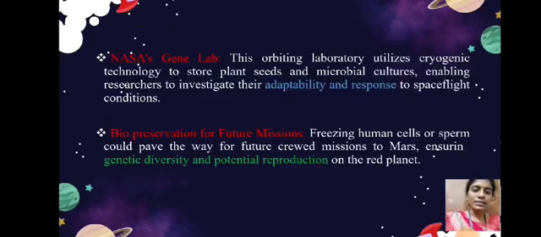Then the third is NASA's Genetic Lab, which is used to investigate the adaptability and response to spaceflight conditions. Then the fourth is biopreservation for future missions. Freezing human cells or sperm could pave the way for future crewed missions to Mars, ensuring genetic diversity and potential reproduction on the red planet.